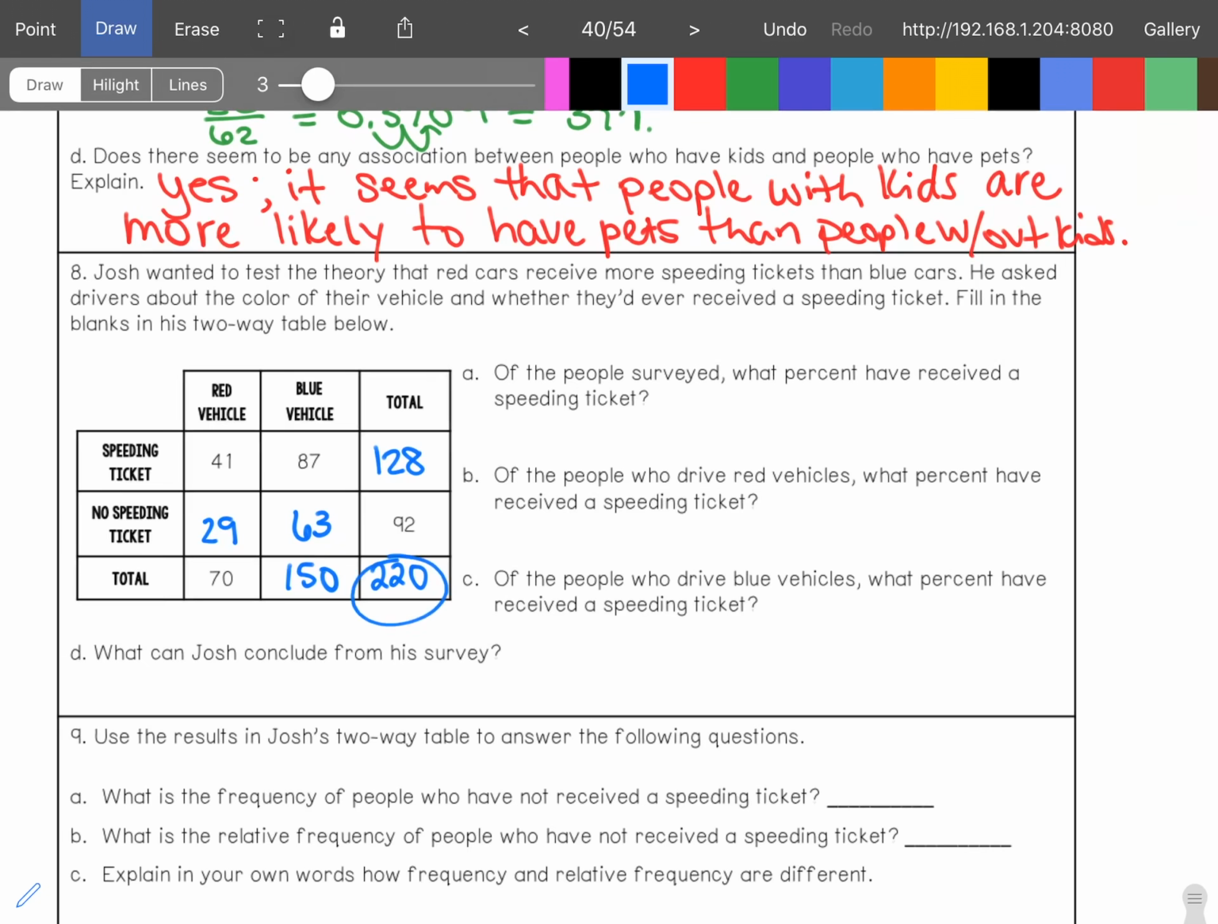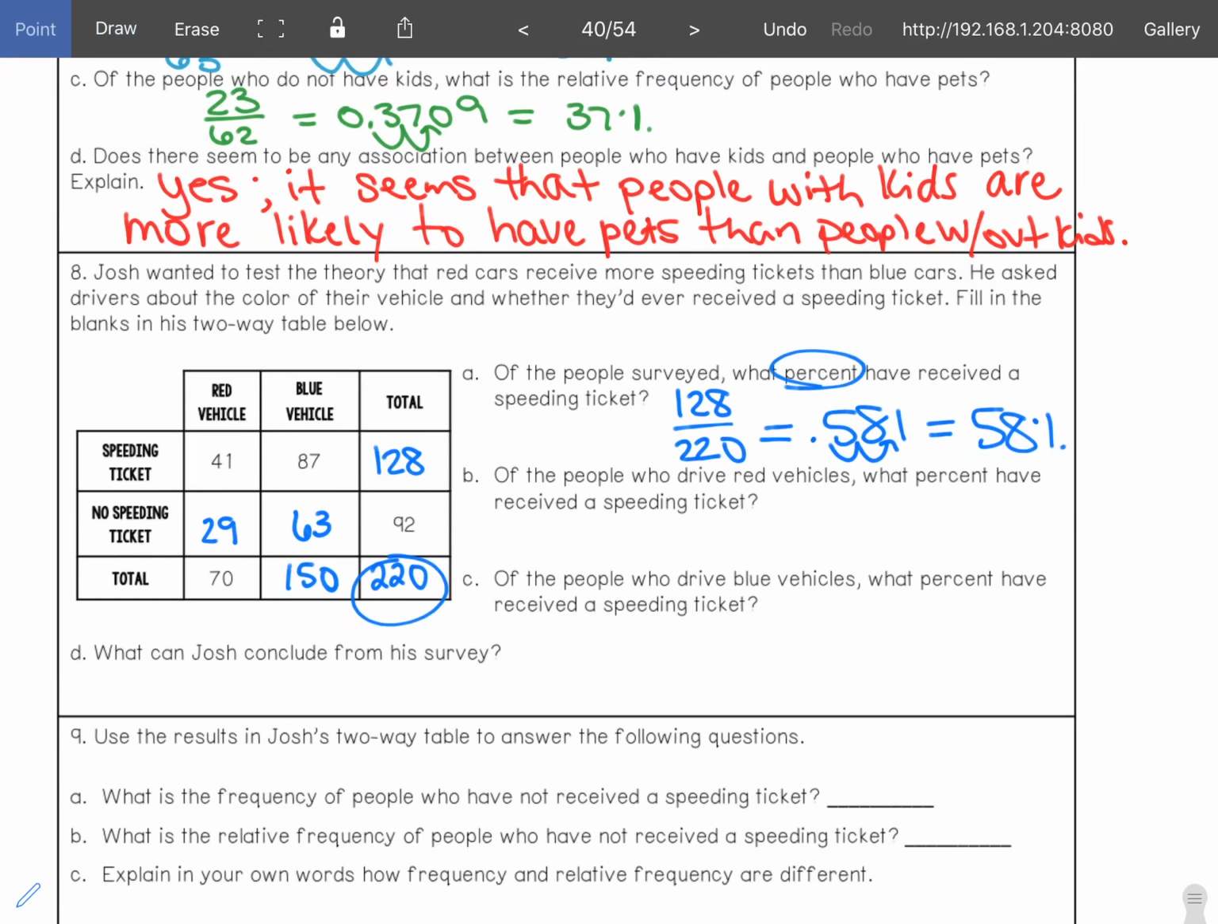Okay, of the people surveyed, 220 people were surveyed. What percent have received a speeding ticket? So the people that have received a speeding ticket, that would be the 128. 128 people have gotten a speeding ticket out of 220. And it says what percent? So we have to divide that. So get your calculator if you didn't already do this one. And we got 128 divided by 220, and that comes out to 0.581. So when I move it over 2 places, I get 58%.